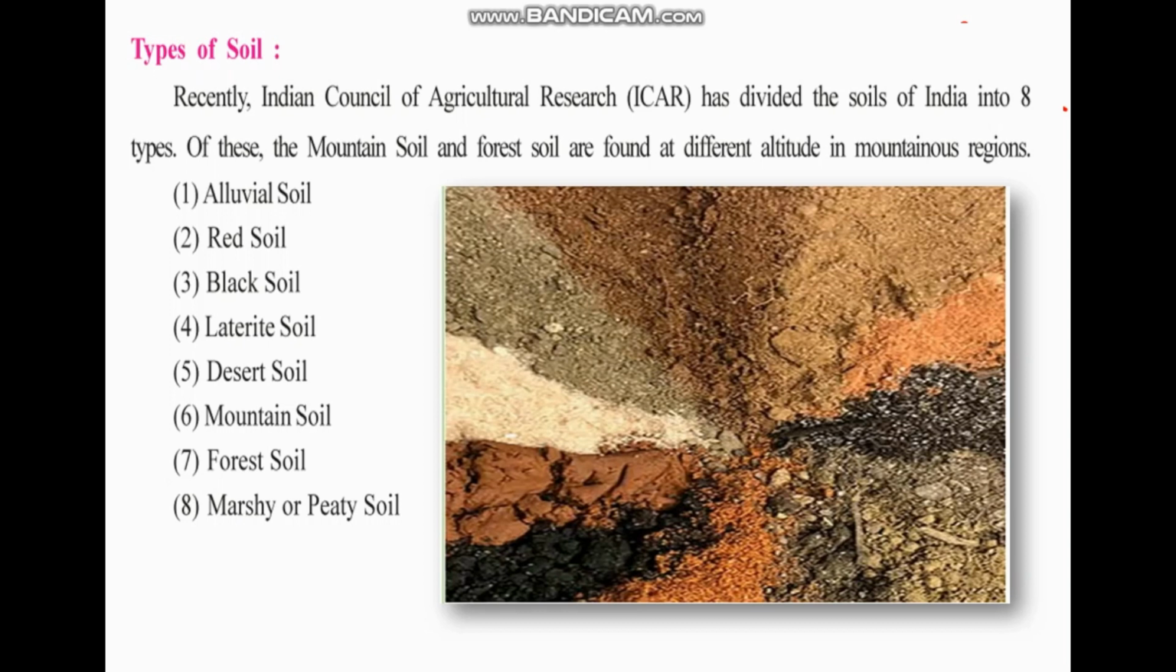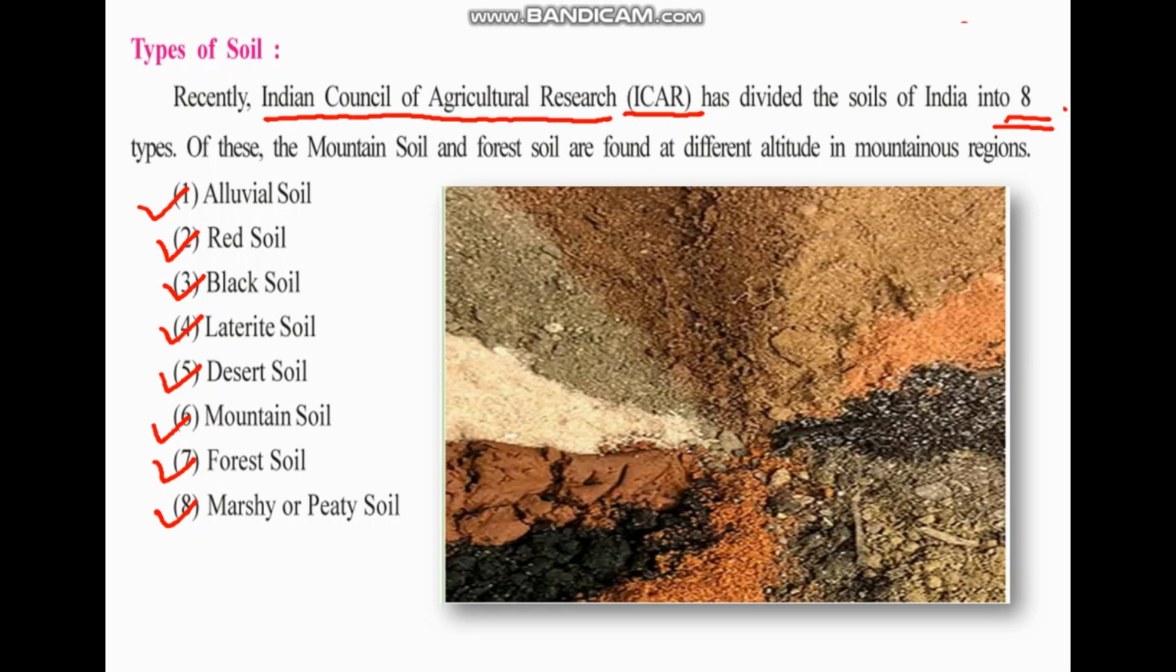Now the types of soil in India. What kinds of soil are available in India? As per ICAR, that is the Indian Council of Agricultural Research, there are 8 types of soil available in India: alluvial soil, red soil, black soil, laterite soil, desert soil, mountainous soil, forest soil, marshy and peaty soil. So these are the 8 kinds of soil available in India as per ICAR, right?